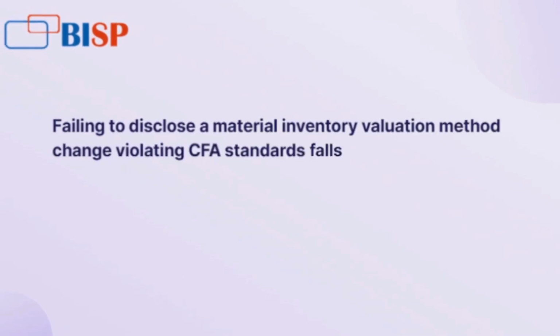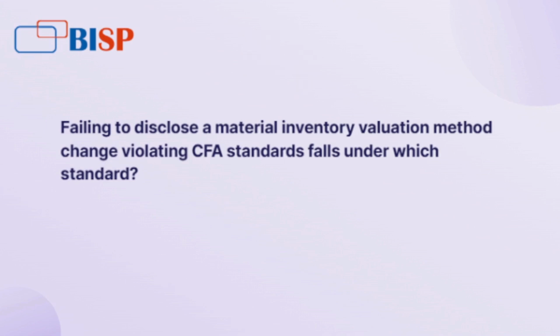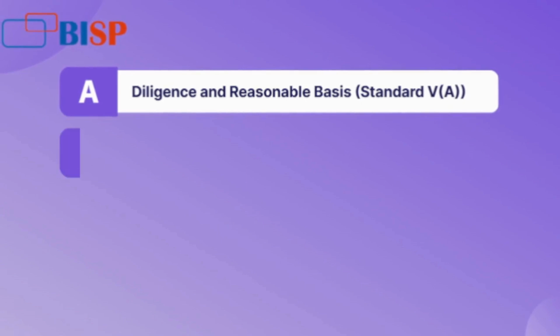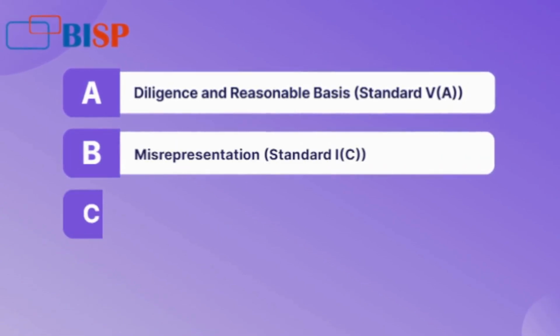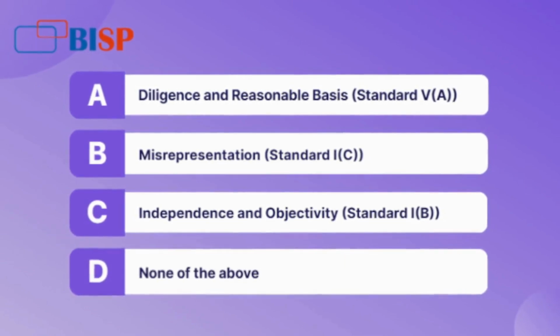Failing to disclose a material inventory valuation method change, violating CFA standards, falls under which standard? A. Diligence and reasonable basis, Standard V(A). B. Misrepresentation, Standard I(C). C. Independence and objectivity, Standard I(B). D. None of the above.